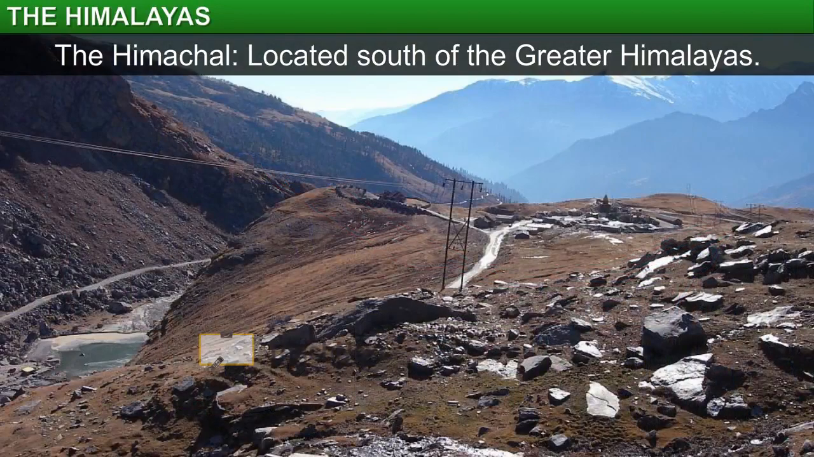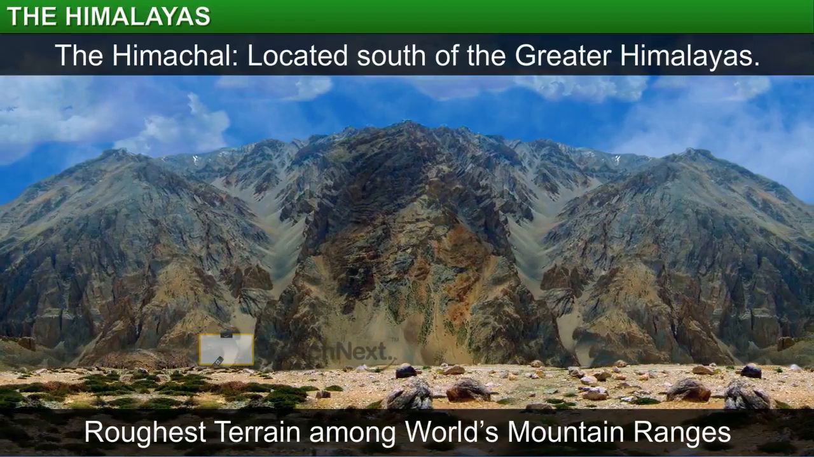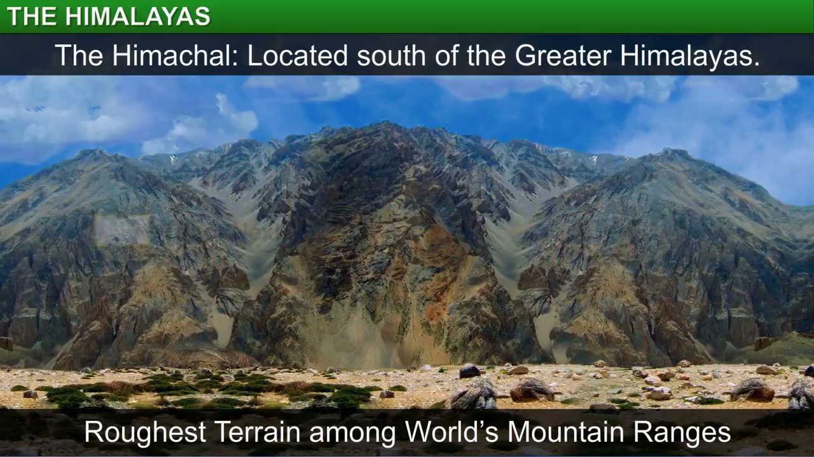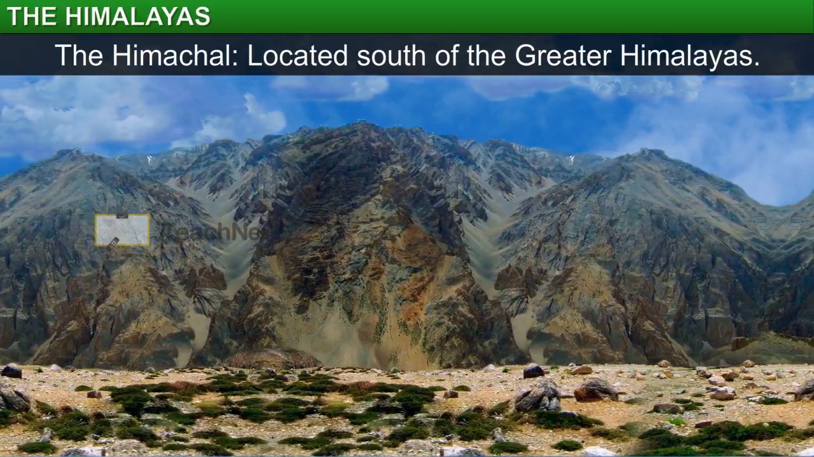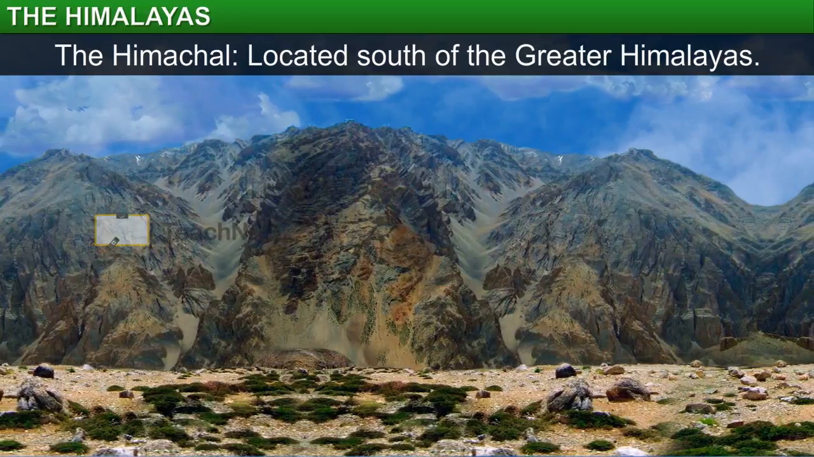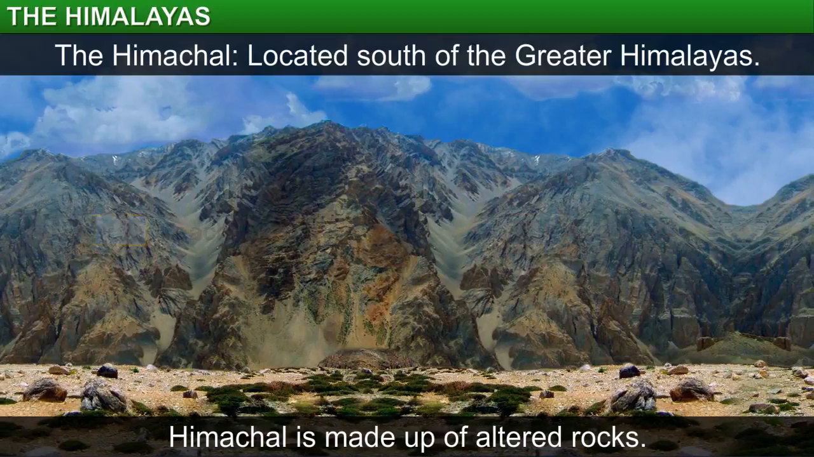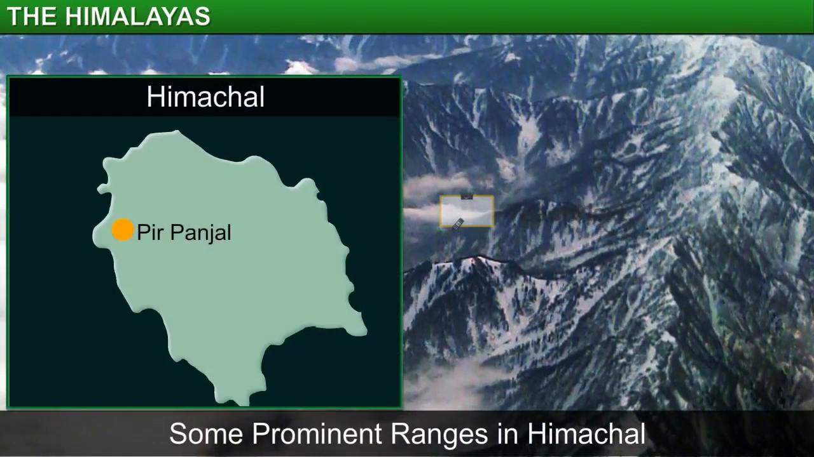This range has the roughest terrain among all the mountain ranges in the world. The terrain of the mountain range is composed of highly compressed rocks that have undergone considerable change in composition or appearance. In other words, the Himachal is made up of altered rocks. Let us look at some of the prominent ranges in the Himachal.